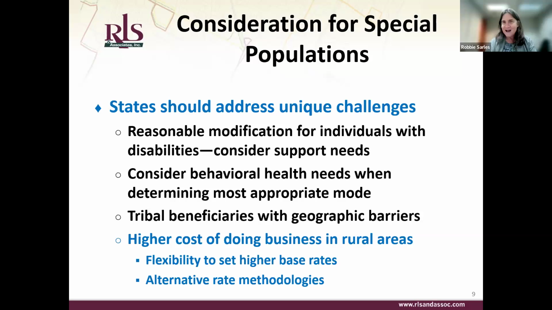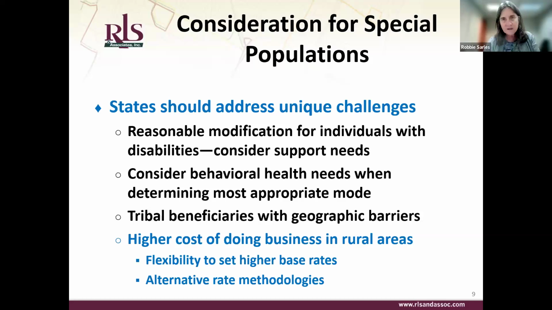And then the last point here, you're going to notice I put it in blue because I think we need about 3 exclamation marks behind this. They are suggesting that the states understand that there is a higher cost of doing business in rural areas than elsewhere, and that perhaps states need to consider providing flexibility to set higher base rates in those areas, and that they need to perhaps consider alternative rate methodologies. This also doesn't require the states to do it, but it definitely encourages them to do it. And so when you are in the process of negotiating or working with the folks in your community, this last bullet point is fairly significant, and you can take this to the negotiating table.